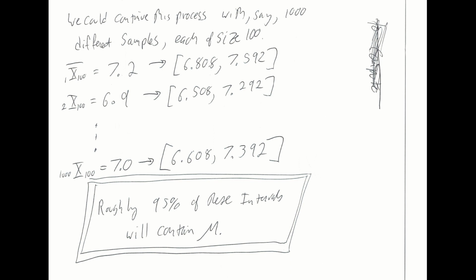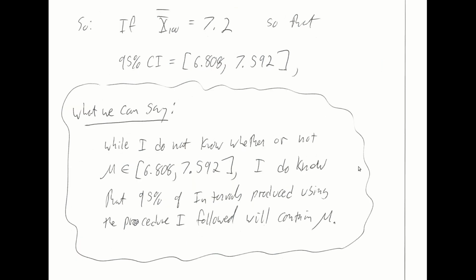I end up with 1,000 different confidence intervals, and I've indicated a few of them here: the first, the second, and the last. What it means for these to be 95% confidence intervals is that roughly 95% of these will actually contain the population mean mu. The remaining 5% will not. The whole interval will either be too small or too large, and it'll miss mu. So that is another way of thinking about these 95% confidence intervals. If you generate a ton of them, roughly 95% of them will actually contain the population mean, and the other 5% will fail to do so.